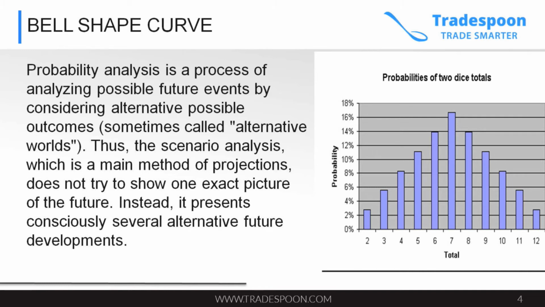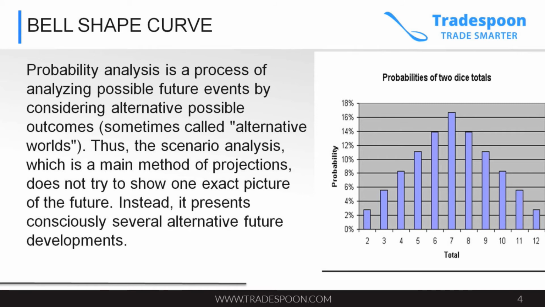On the screen you see above 16%. The numbers 6 and 8 will come out roughly 14% of the time, and so forth and so on. And then if you connect all the dots together, you see it looks like a bell-shaped curve. So probability analysis is a process of analyzing possible future events by considering alternate possible outcomes, sometimes called alternative worlds. Thus, scenario analysis, which is the main method of projections, does not try to show one exact picture of the future. Instead, it presents consciously several alternative future developments.